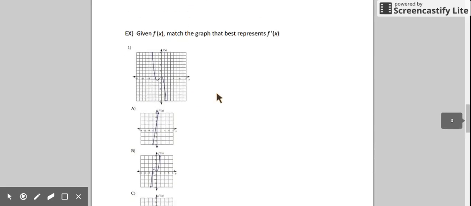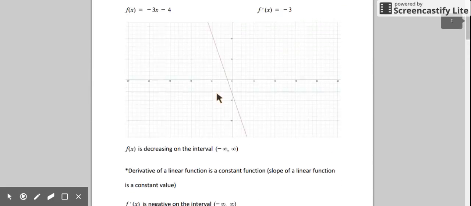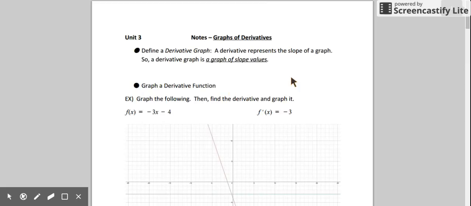So compare the slopes, whether they're positive or negative, big or small, or recognize your function types and their graphs. And there's how you can estimate or evaluate graphs of derivatives.